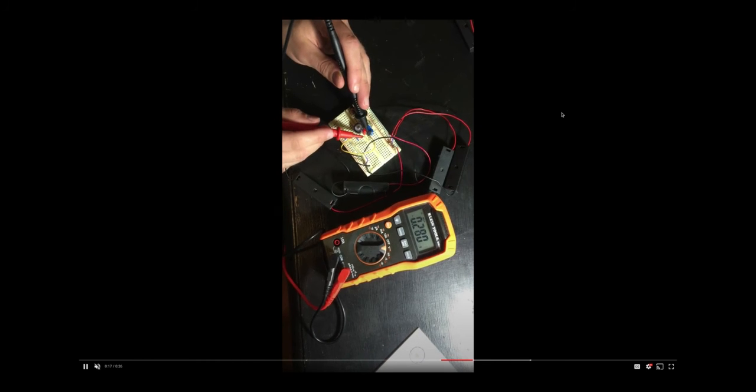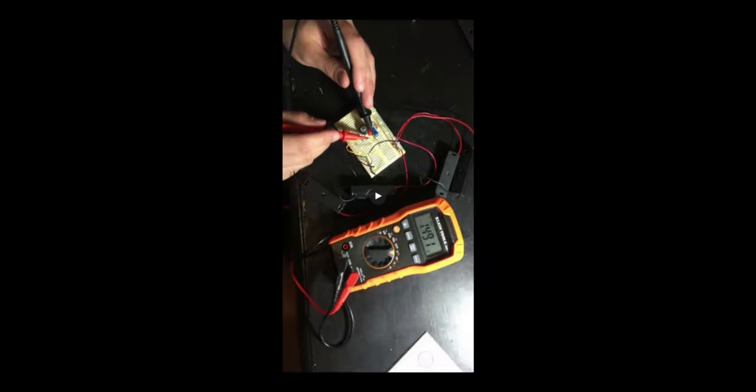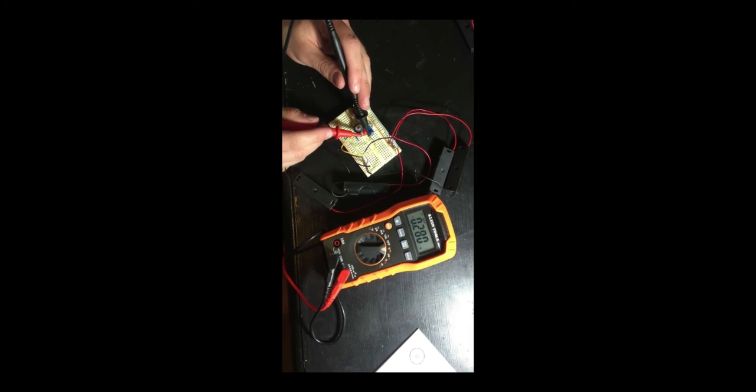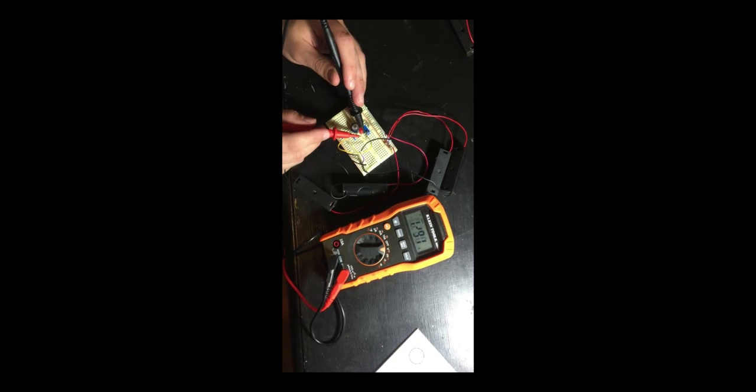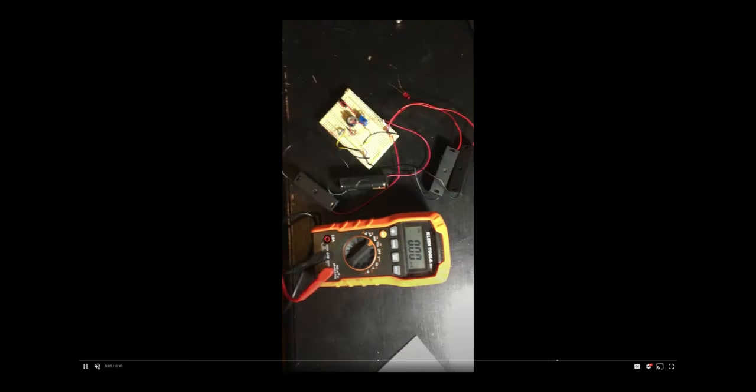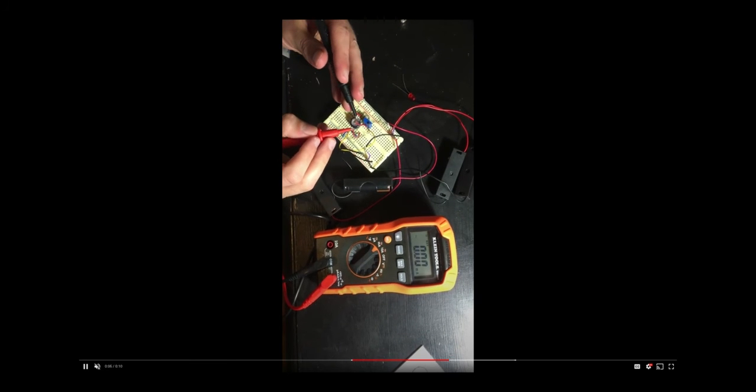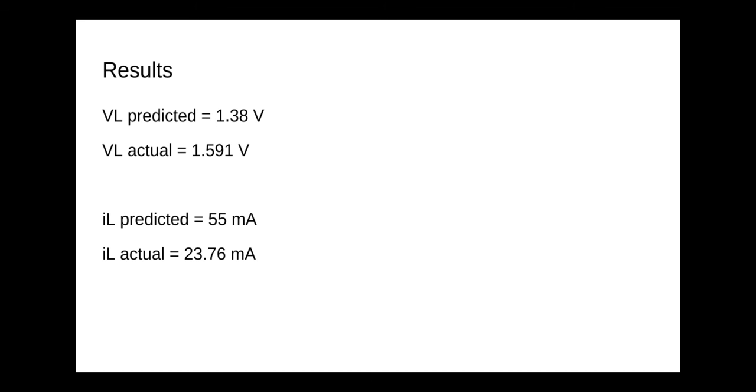I then tested this for the voltage and the current, and my results were that the actual voltage and current were a bit different than the predicted values. This could have been because I did not know the exact value of A for the potentiometer or the exact value of the resistance of my LED.